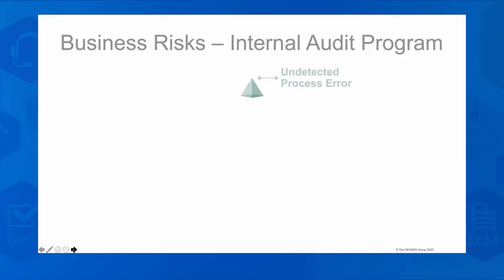If you have an undetected process error, then somebody's probably going to have done some sort of workaround. They're doing something that's not the way the process was set up to work. Maybe the process was set up badly in the first place, or maybe they're just losing productivity by reinventing the wheel as to how it ought to be done.